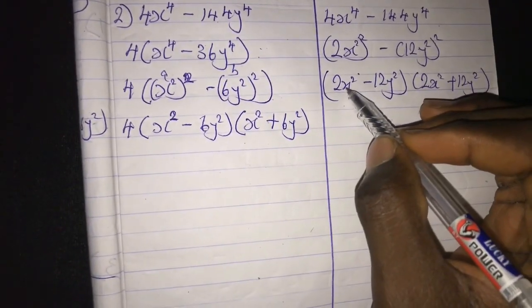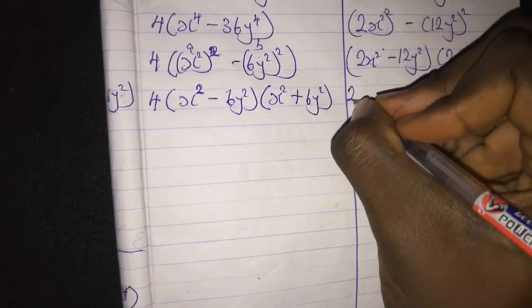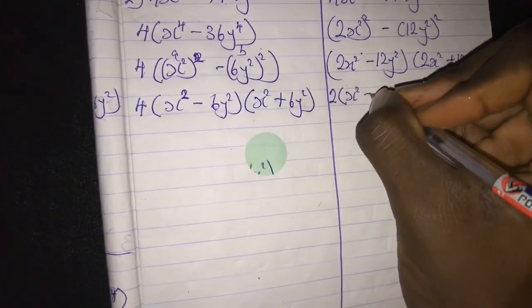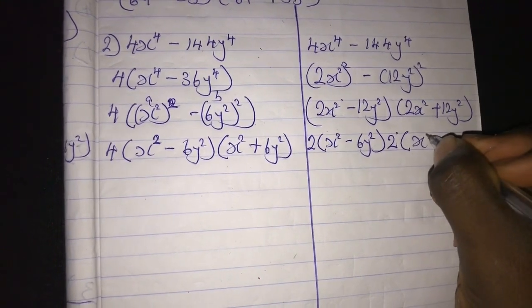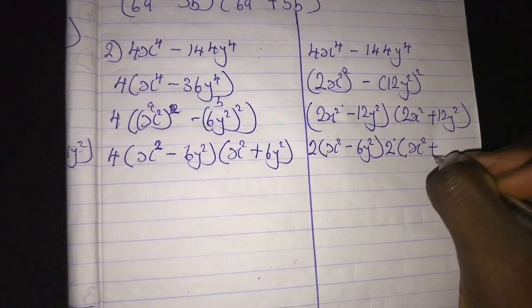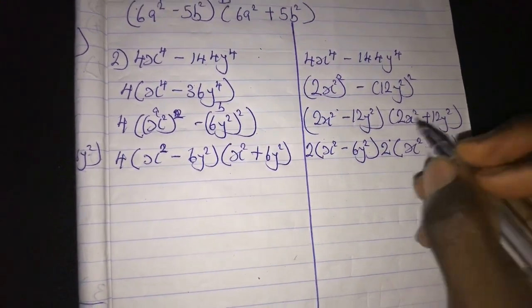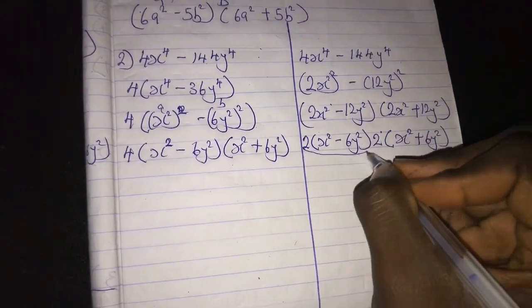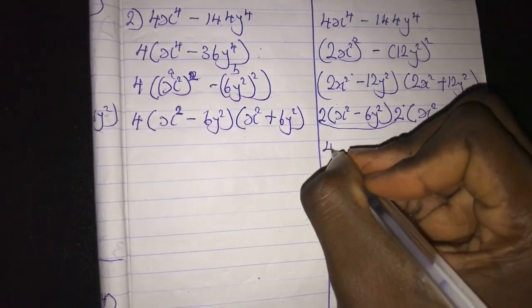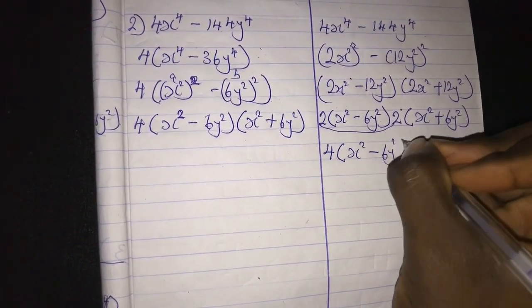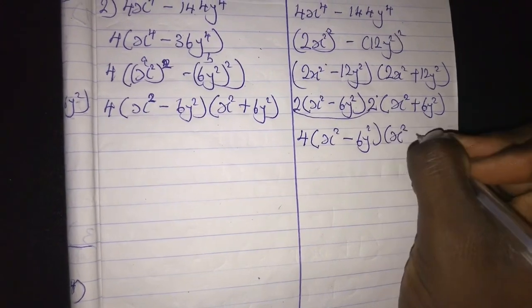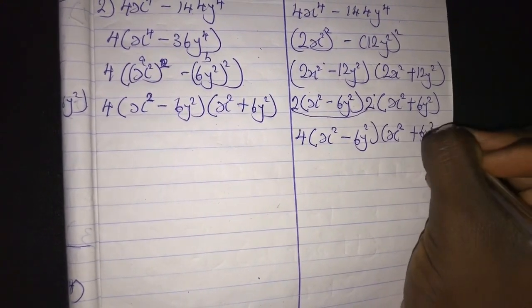So what is common here? 2, right? So if you bring out 2, you are left with x squared minus what? 6y squared. So 2 is also common here. You bring out the 2, then you have x squared plus 6y squared. 2 times 2, you multiply these 2 together, so you have 4. Then you have your (x squared minus 6y squared) in bracket, and your (x squared plus 6y squared).